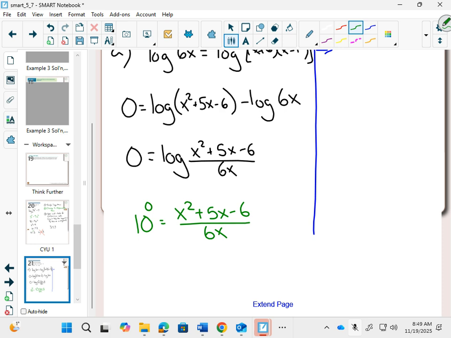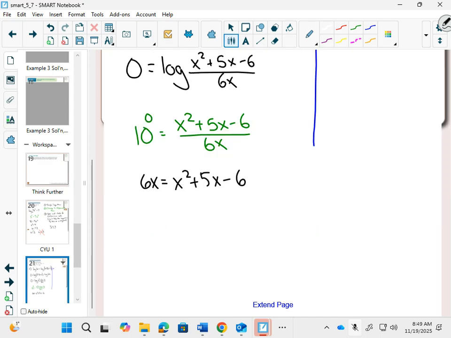But now, what is 10 to the 0? 10 to the 0 is 1. If I multiply both sides by 6x, 6x times 1 would be 6x equals x squared plus 5x minus 6. And how do I solve a quadratic equation? I make one side equal to 0. Factor or the quadratic formula. This one factors nicely.